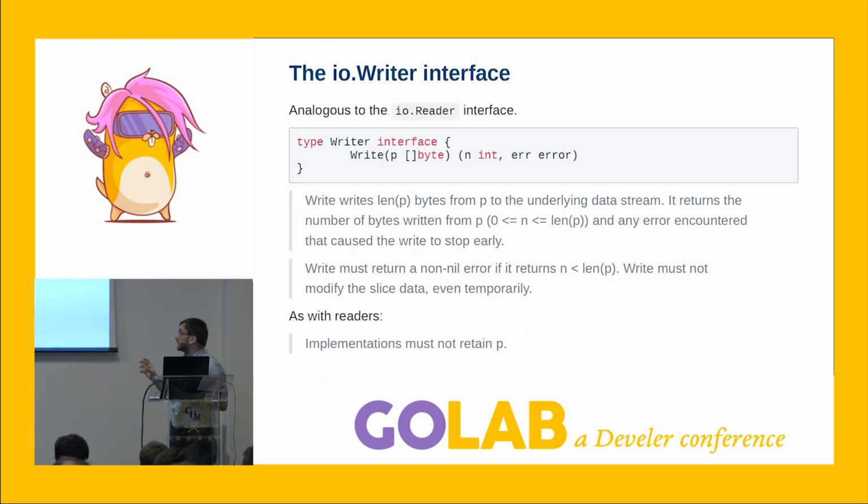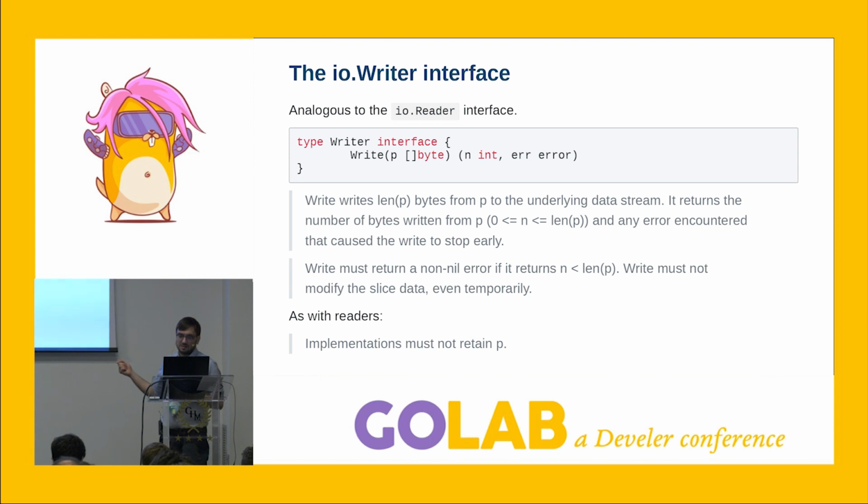Okay, let's briefly look at io.Writer. It's quite analogous. Writer has a single Write method, which takes a byte slice. This byte slice is then written to whatever the implementation provides, and it returns the number of bytes written and a possible error.